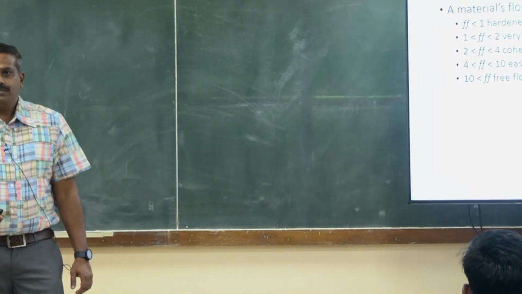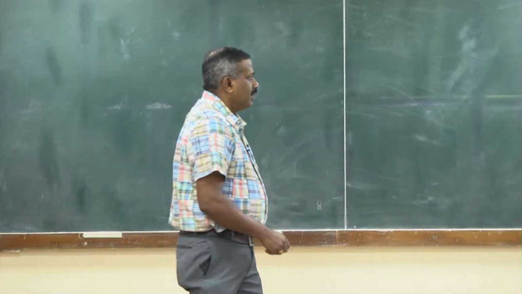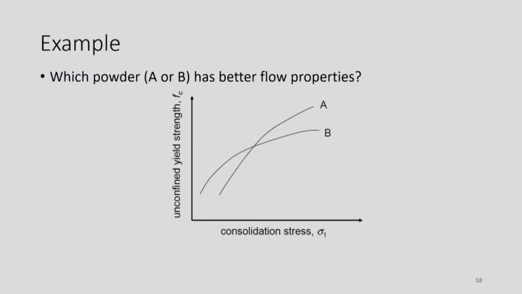Any question? Just a quick question: which powder will have better flow properties, A or B? B. Okay, great. Any other thoughts? For this question there are more than two options. So if I said B is wrong, A is also wrong. Any other thoughts?